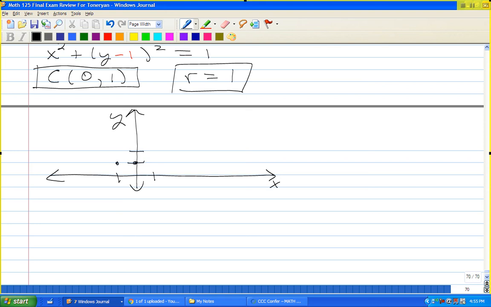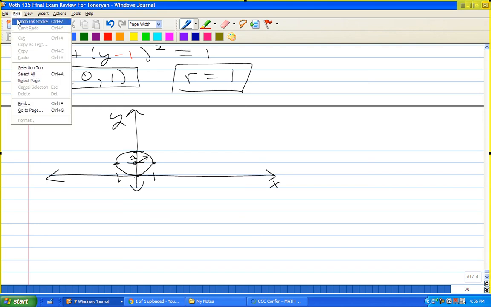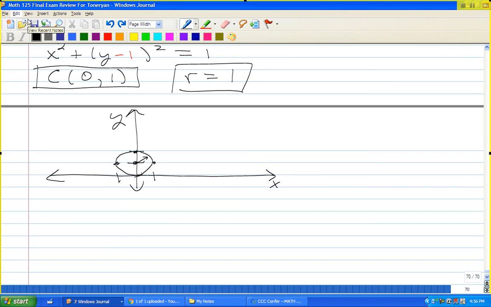So center, and you go out 1. So let's see. Good enough. So the radius is 1. Let me get rid of that. Okay, so that is the center and radius of your circle. Those tick marks sort of died out towards the end. I'll just sort of say there. Okay, that looks a little bit better.